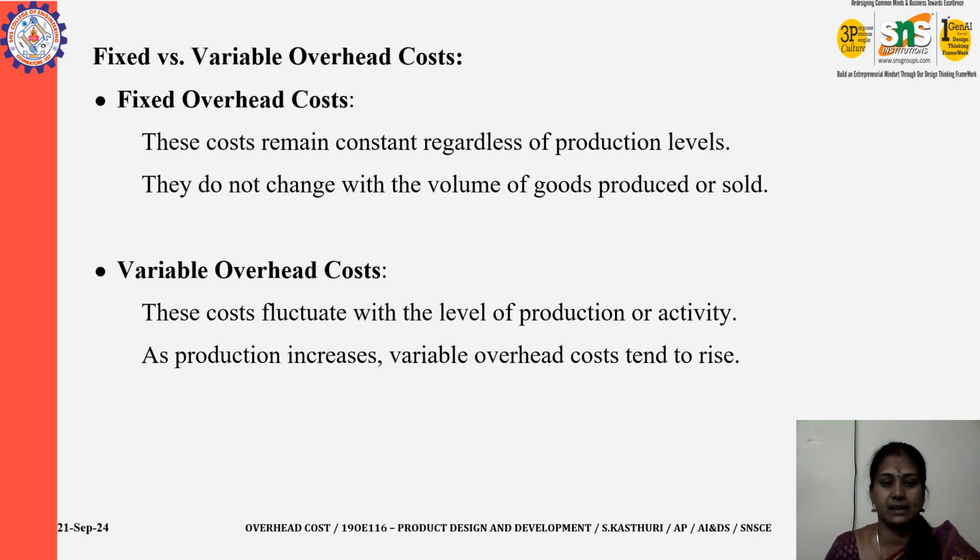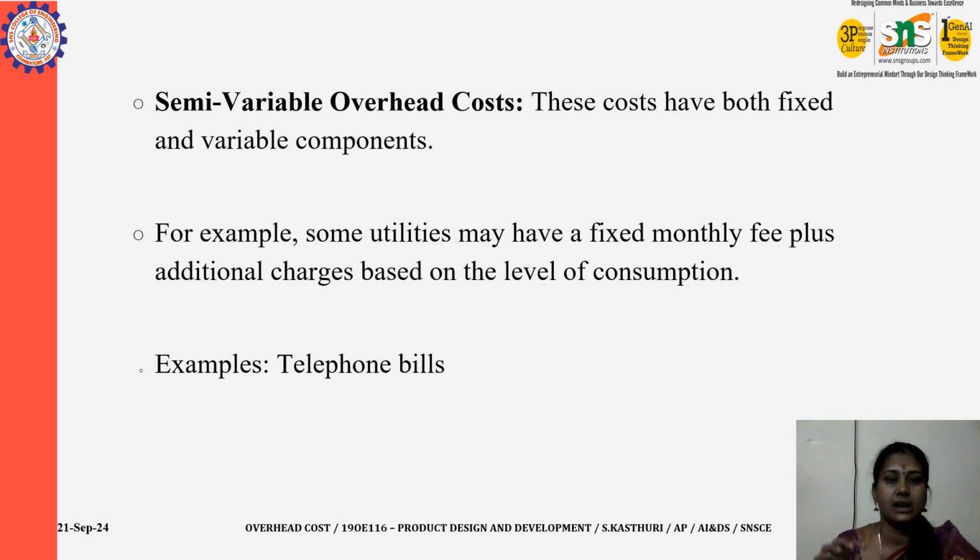Semi-variable overhead costs have both fixed and variable components. For example, some utilities may have a fixed monthly fee plus additional charges based on level of consumption. Other examples include telephone bills with a fixed monthly fee plus additional cost based on call volume, and employee overtime, as paid when production demand increases.